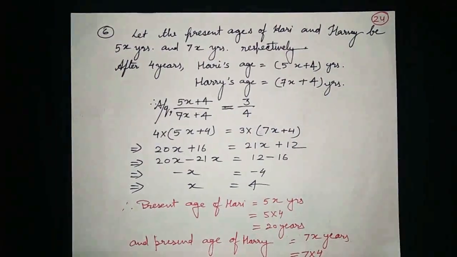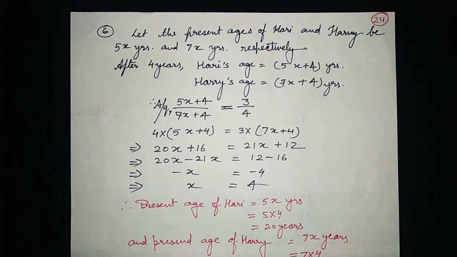Now, very carefully you see your book and see question number 6. Question 6 is: the ages of Hari and Harry are in the ratio 5:7. 4 years from now, the ratio of their ages will be 3:4. Find their present ages. Here we have to find their present ages.